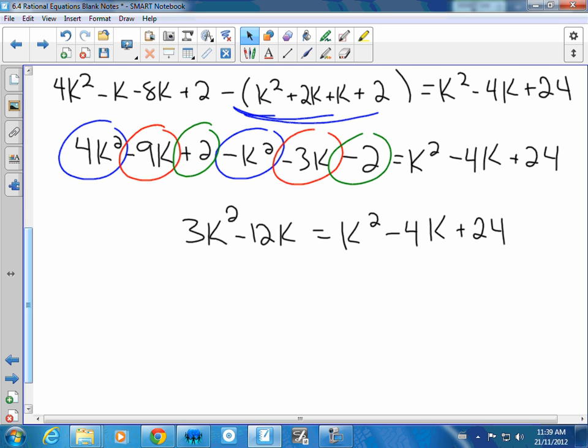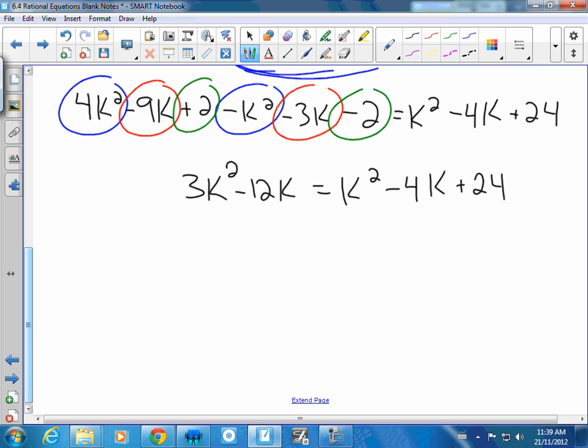Right. So let's move this all and make it equal to 0. Positive k squared, we move it to the other side, becomes negative. So 3k squared minus k squared is 2k squared. Negative 4k, we move it over to the other side, becomes positive 4k. So negative 12k plus 4k is negative 8k. And the 24, it's positive, comes to the other side, becomes negative 24. And this is all equal to 0.